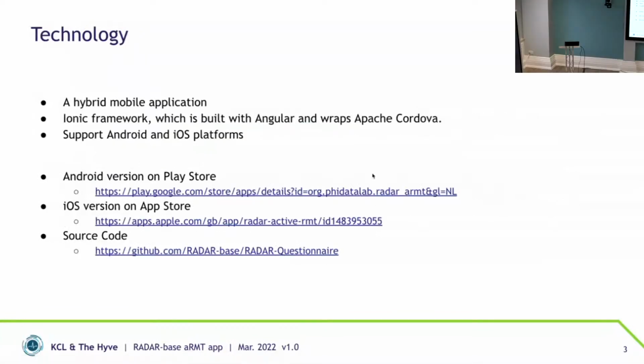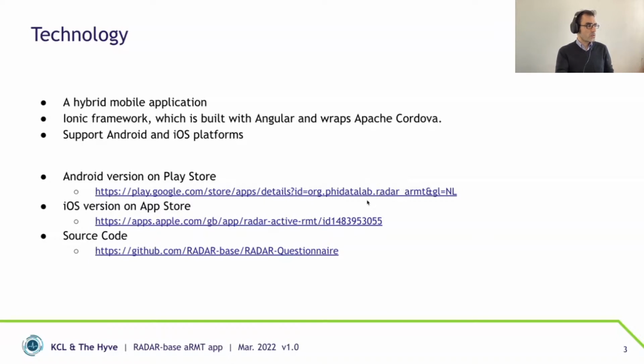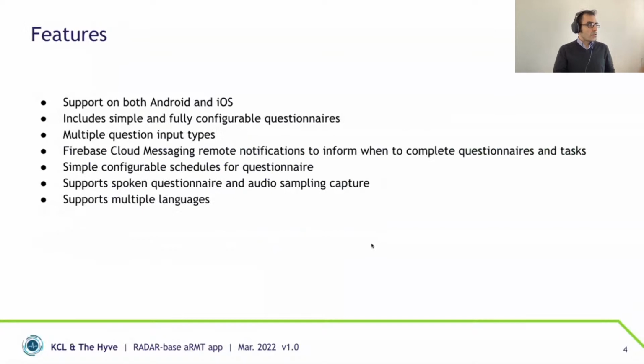The technology that we used to develop the ARMT application is the Ionic framework, which we programmed with Angular, and we use Apache Cordova. The app is supported on both Android and iOS platforms, and the application is available on the Play Store and App Store, and the source code is also available in the Radarbase repository.